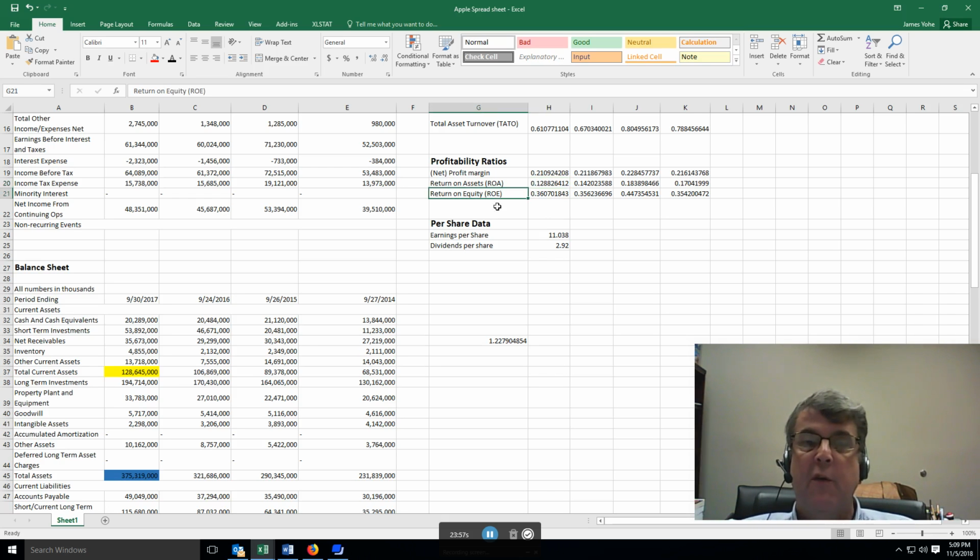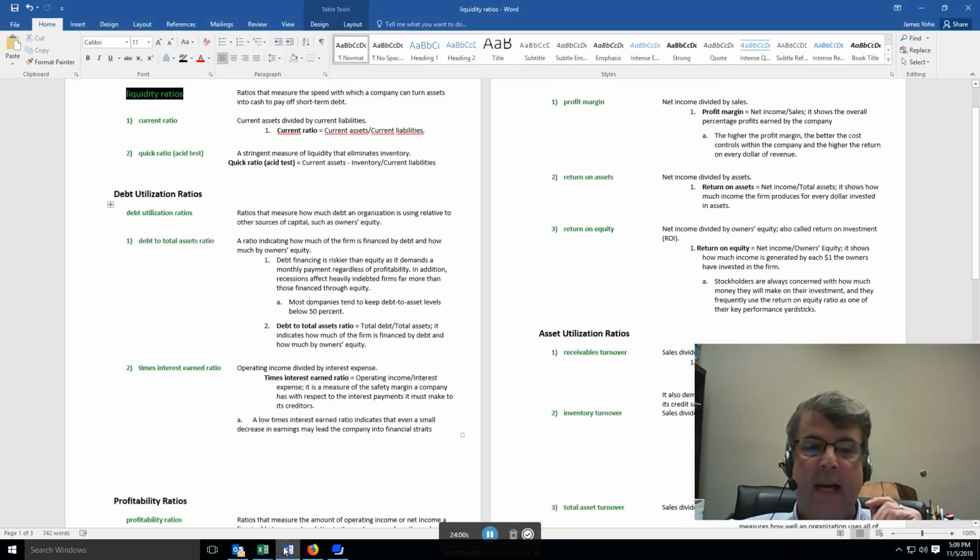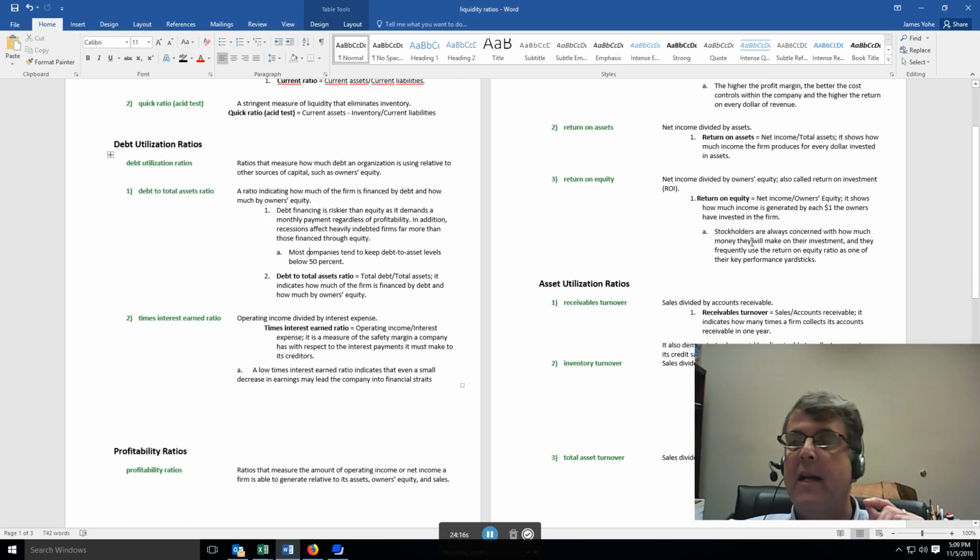Okay. Finally, we have return on equity. This tells us how well the firm is using the investor's equity. And here you take net income divided by owner's equity, also called return on investment, ROI, but ROE is what most people call it. Return on equity shows how much income is generated for each $1 the owners have invested in the firm. Stockholders are always concerned with how much money they will make on their investment, and they frequently use the return on equity ratio as one of their key performance yardsticks.